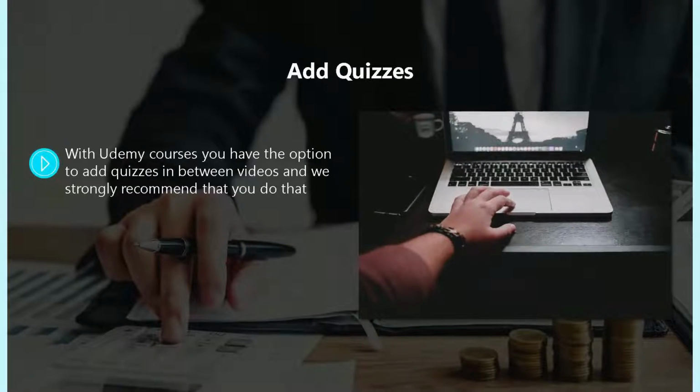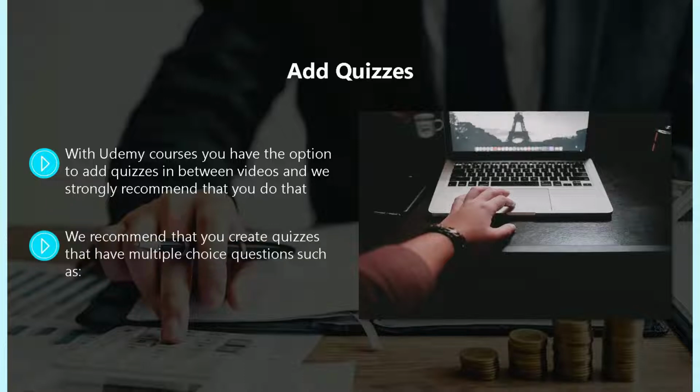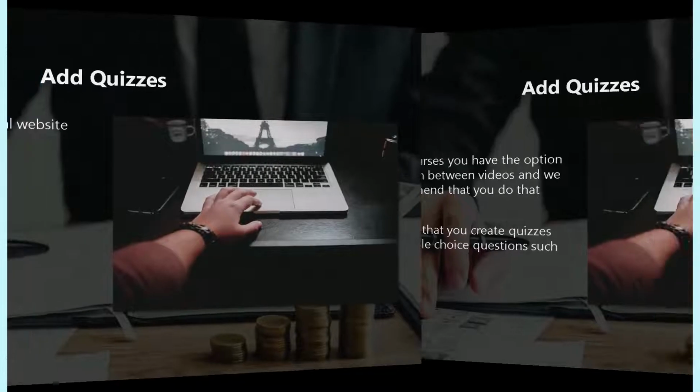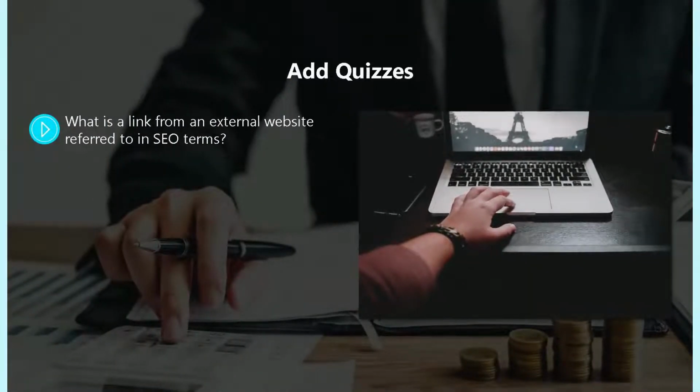Add quizzes. With Udemy courses, you have the option to add quizzes in between videos, and we strongly recommend that you do that. When a student participates in a quiz, it is a great way to make an assessment of how well they are doing. We recommend that you create quizzes that have multiple choice questions, such as, what is a link from an external website referred to in SEO terms?